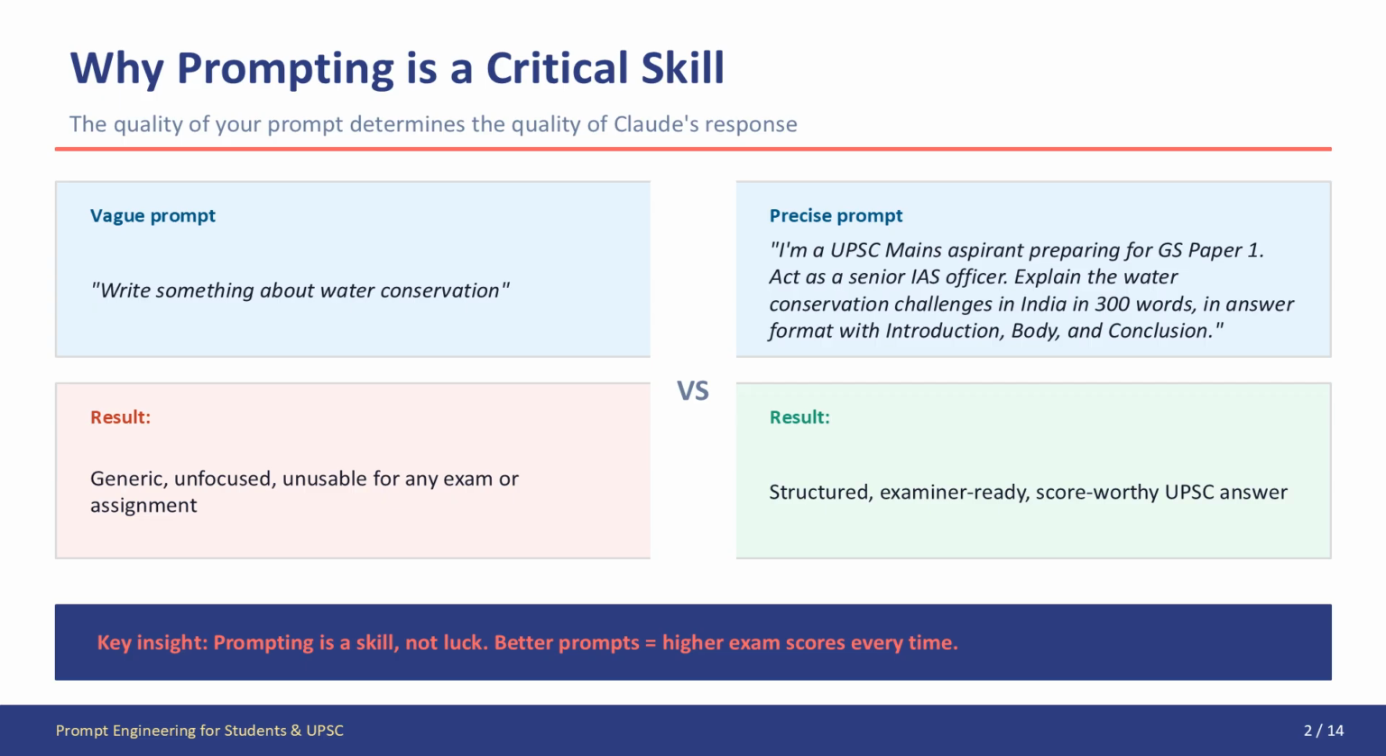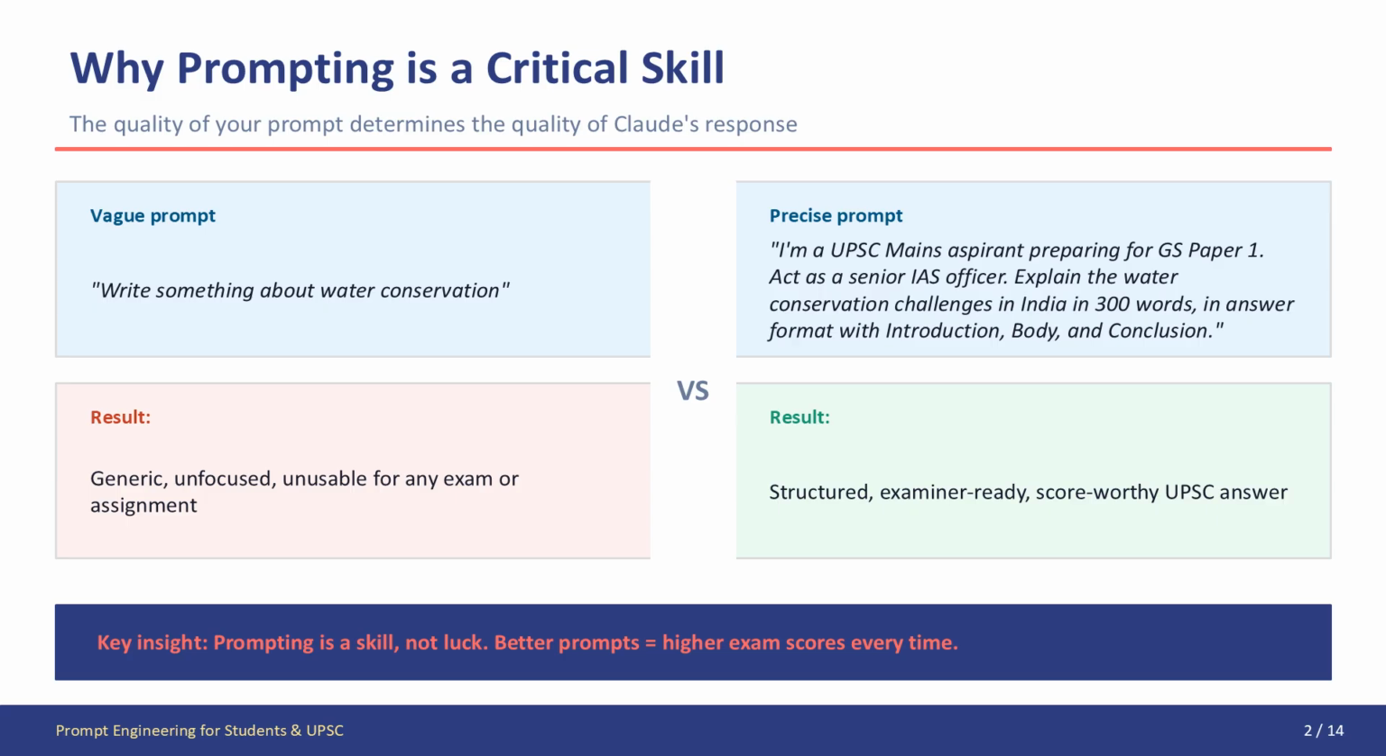Vague prompt: Write something about water conservation. Result? Generic, unfocused, unusable for any exam. Now a precise prompt. Same AI LLM. Same topic. I am a UPSC mains aspirant preparing for GS Paper 1. Act as a senior IAS officer.